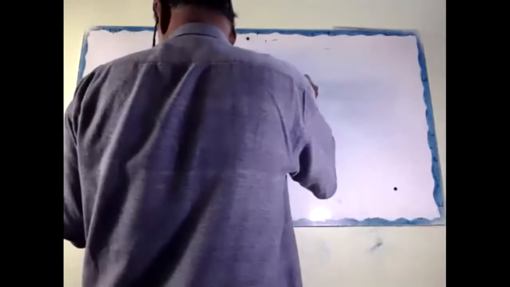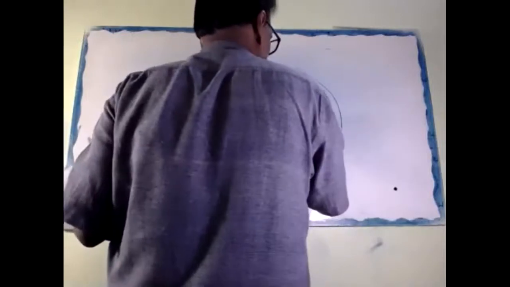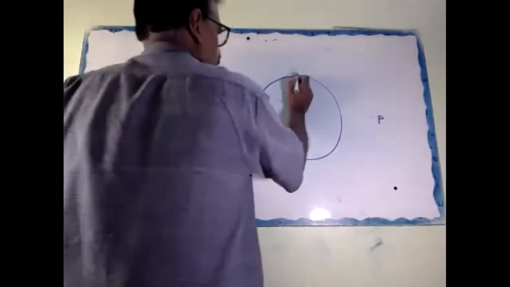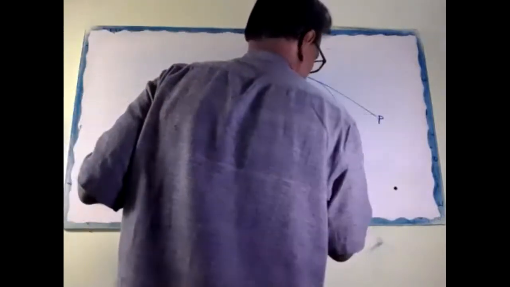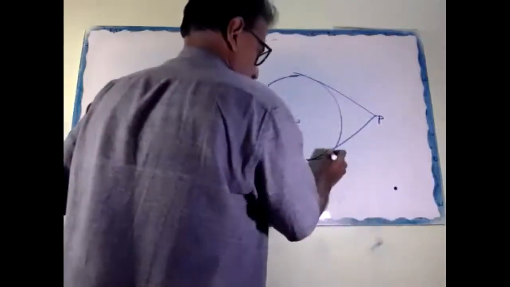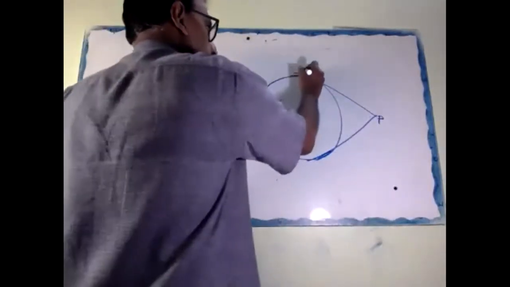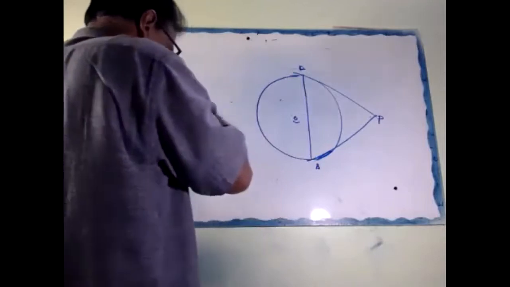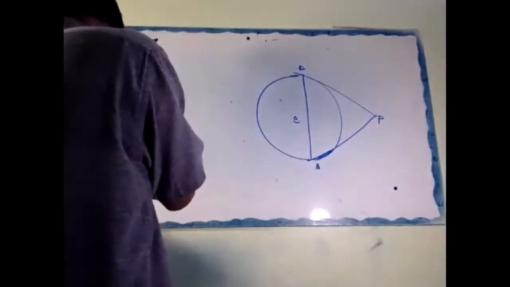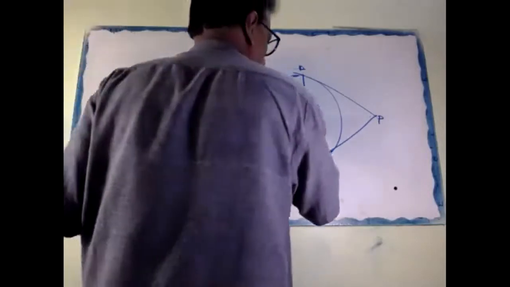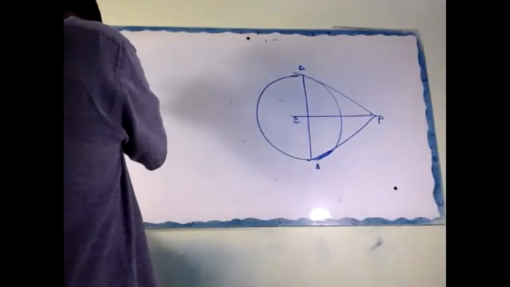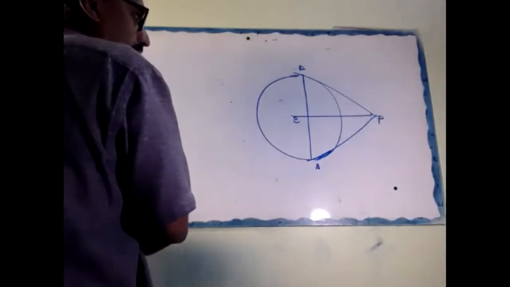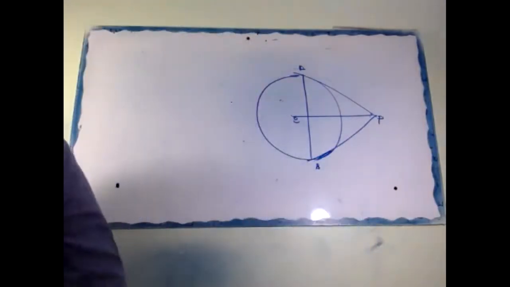Listen, from an external point, O here, P here. Two tangents PA and PB are drawn. And OP is equal to the diameter. Show that triangle APB is an equilateral triangle. Okay, look here.